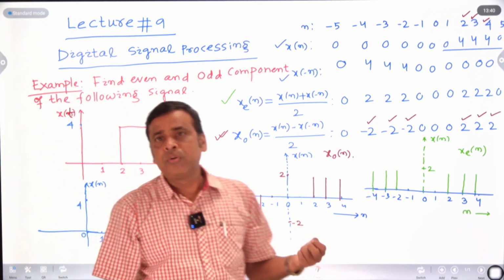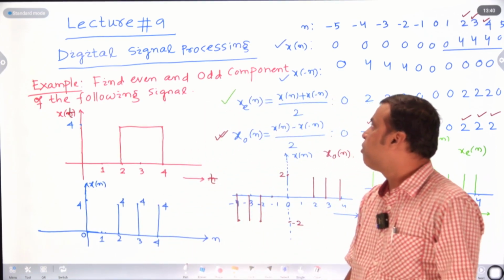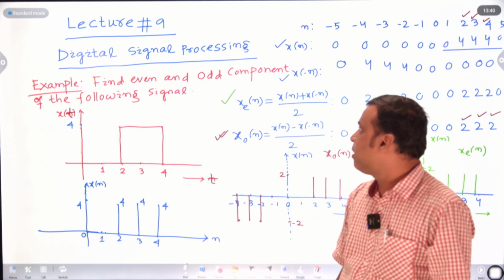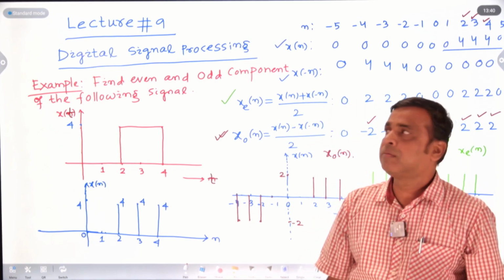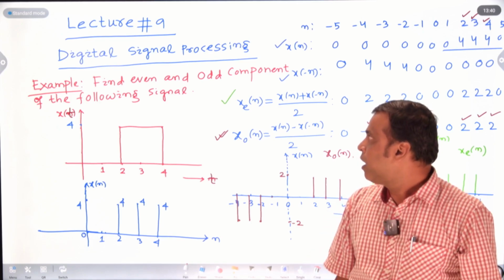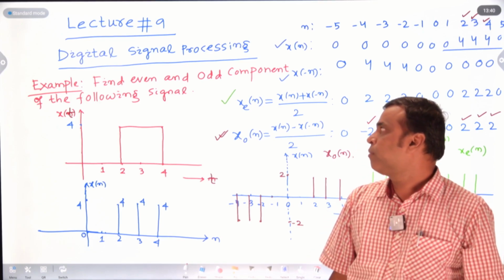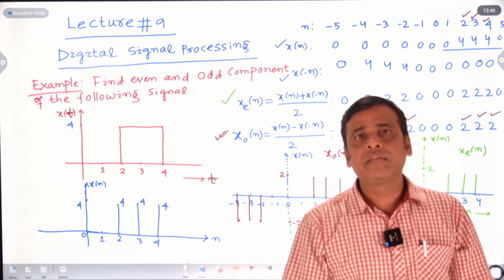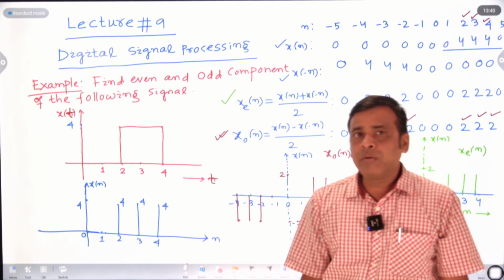So thank you. In the next class we will do more numericals on the classification of discrete signals. Already we have covered periodic and aperiodic signals, energy and power signals, and symmetric and anti-symmetric signals. Thank you. We will meet again.